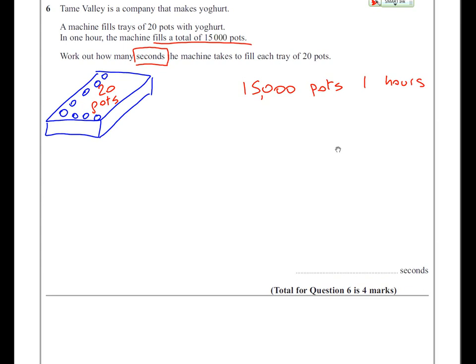Now this is a complicated wordy question, so I'm going to read it again because that was what I would do in my exam. Tame Valley is a company that makes yogurts. Who cares? Come on. A machine fills trays of 20 pots with yogurt. Okay? In 1 hour, the machine fills a total of 15,000.